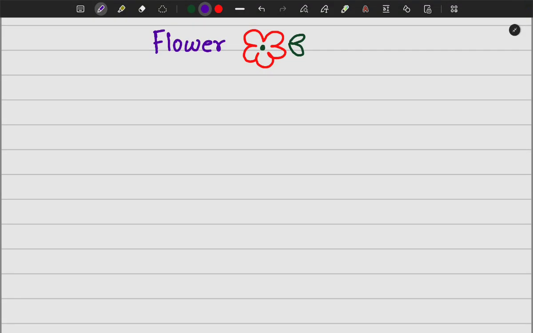In today's session, we are going to start with a new topic, that is flower. And inside the topic flower, we will study about inflorescence. So first of all, let us talk briefly about what a flower is. So a flower, as we all know, is the reproductive organ of a plant.